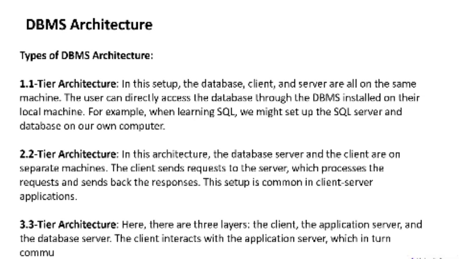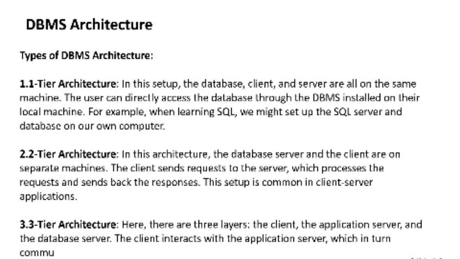Now we are going to see the DBMS architecture. The types of database management system architectures. First is one tier architecture. In one tier architecture, everything, the client, server and database, is on the same machine. The user directly interacts with the database through the database management system installed on the system. For example, when you are learning SQL and set up an SQL server on your own computer.